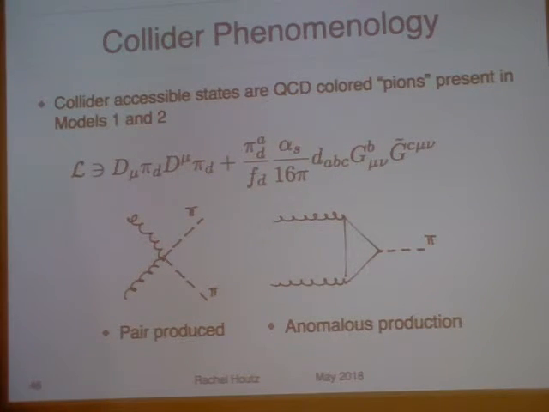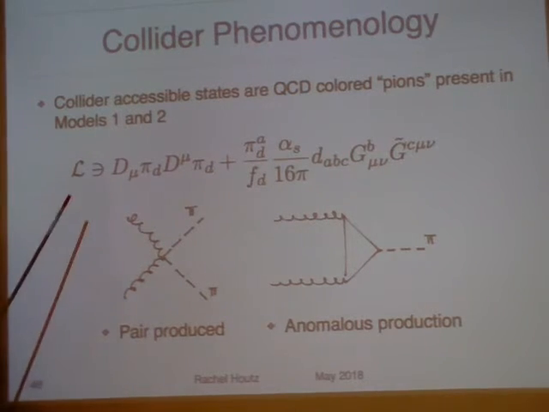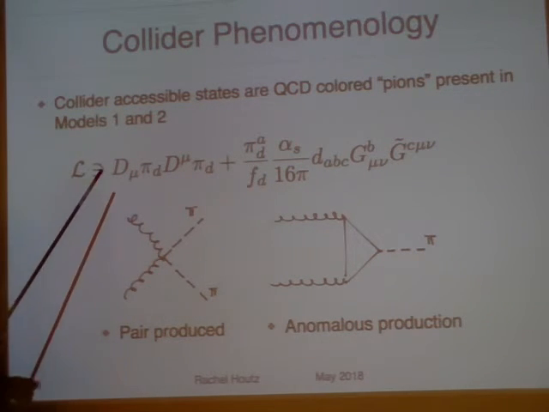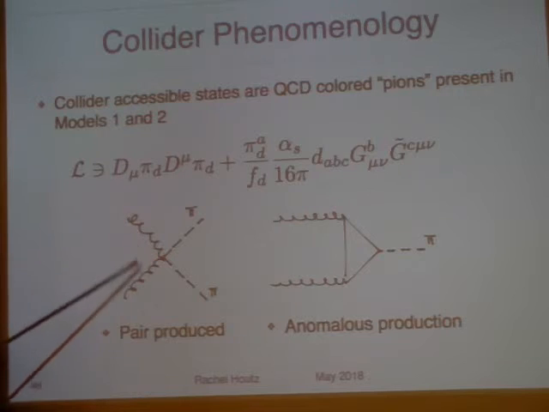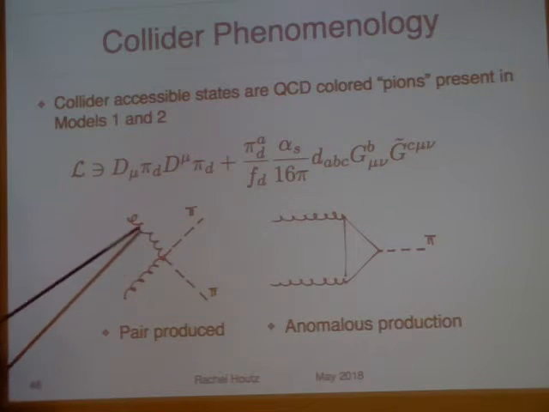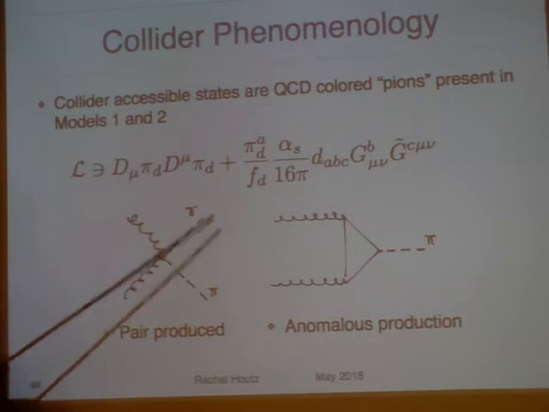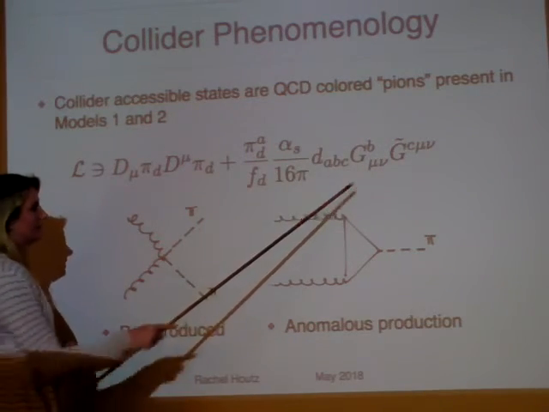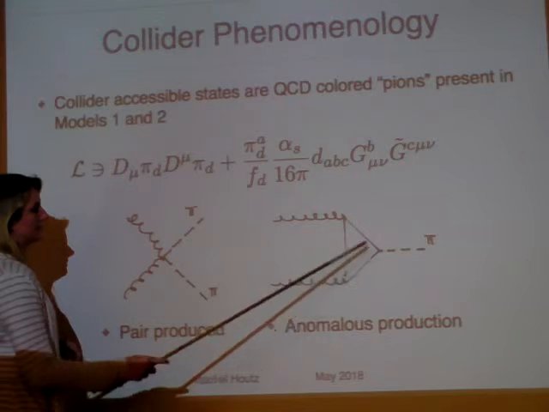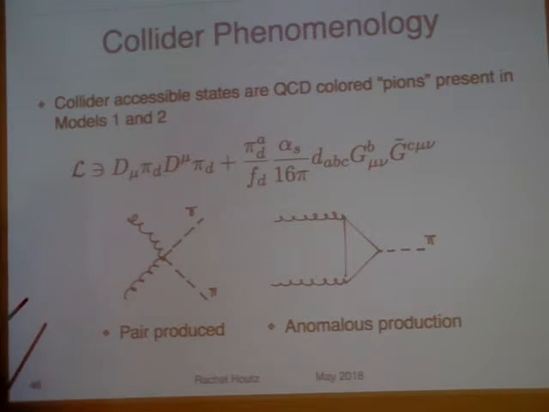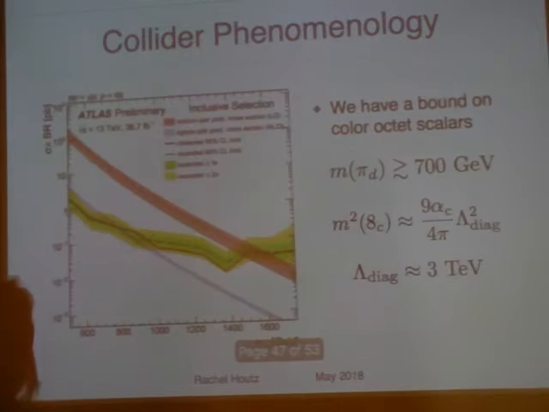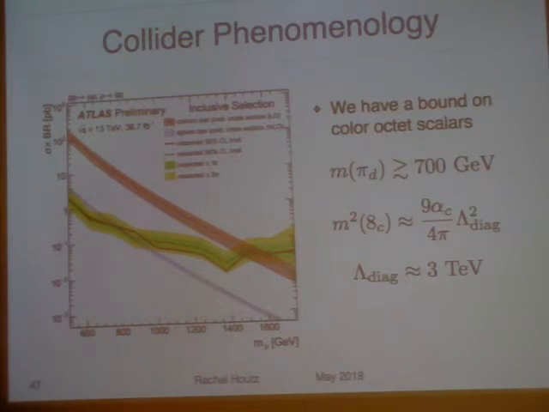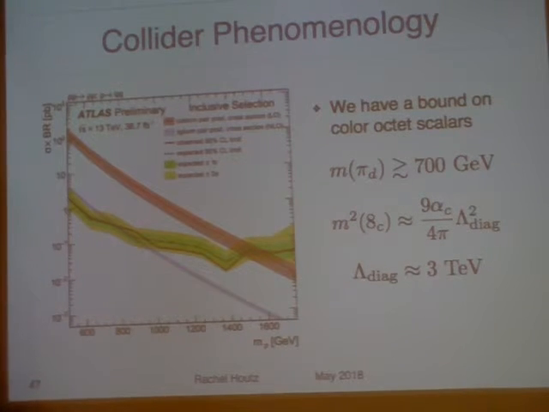So the collider pheno is that, for now, we'll talk about the pions. These pions can be produced at colliders. They're charged under QCD, so they can be pair-produced through their kinetic term. And then they also have this anomalous way to talk to gluons, so they can be singly produced via the triangle anomaly diagram. And actually, there are limits on adjoint QCD colored scalars.